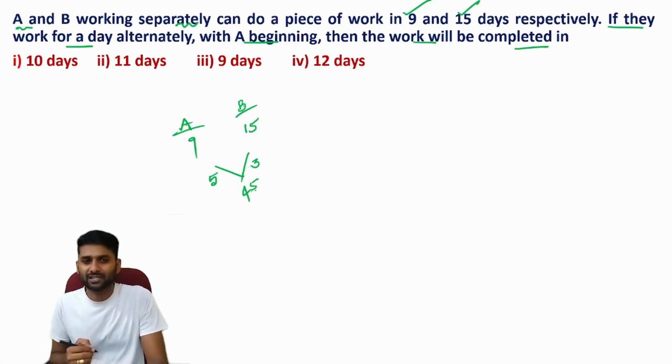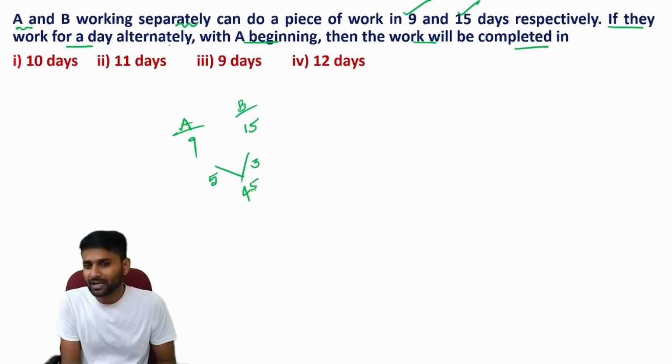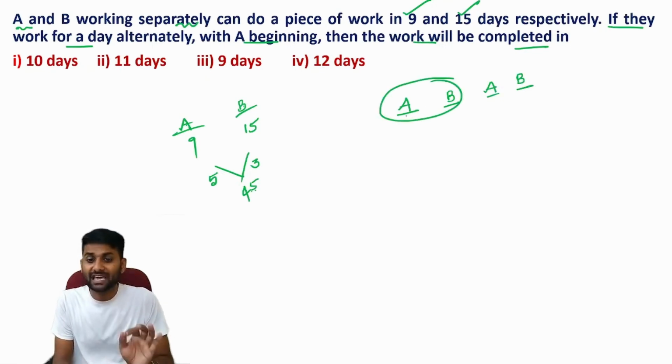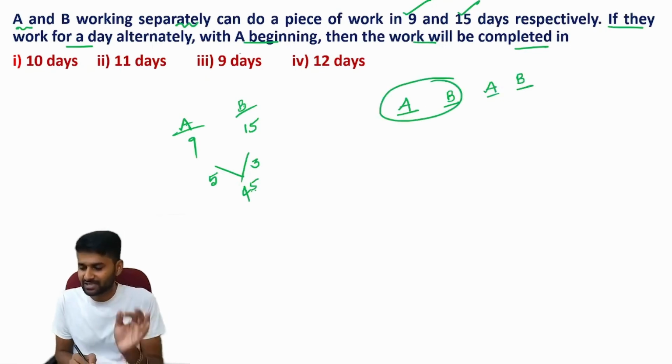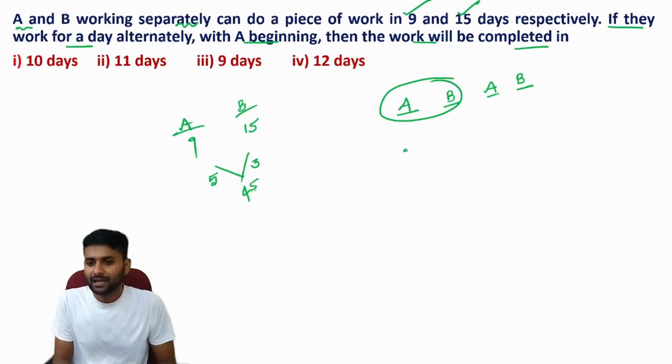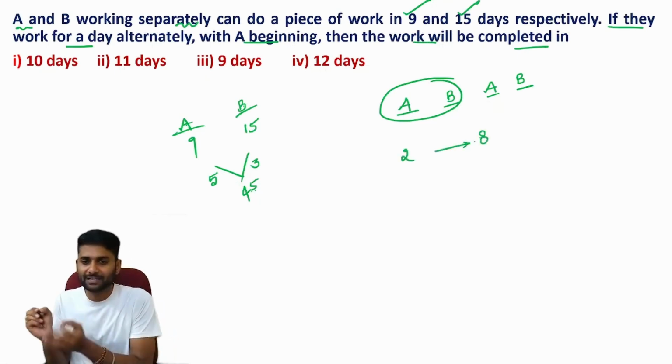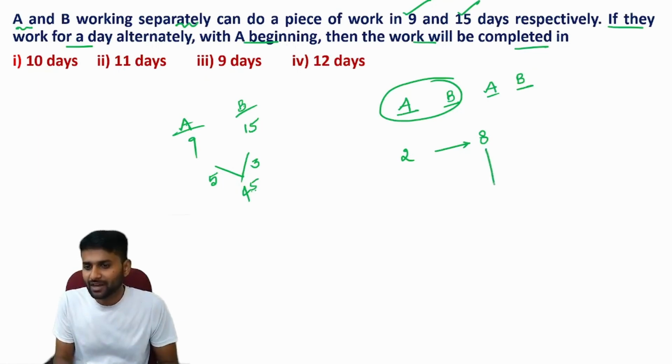Now here the information: they work alternately, and it starts with A. Day 1 is A, day 2 is B, again day 3 is A and day 4 is B. So it means every 2 days efficiency is the same, and they clearly mention that it starts from A. In 2 days they will complete 8 units. Now here we have to complete 45 units. Let's check, you never get 45 in the 8 table.